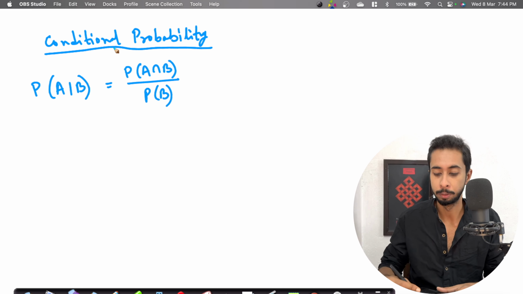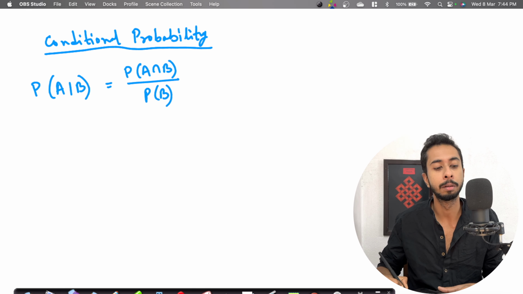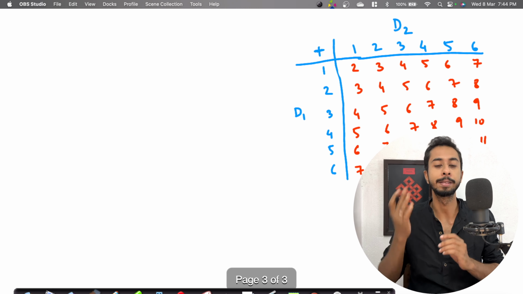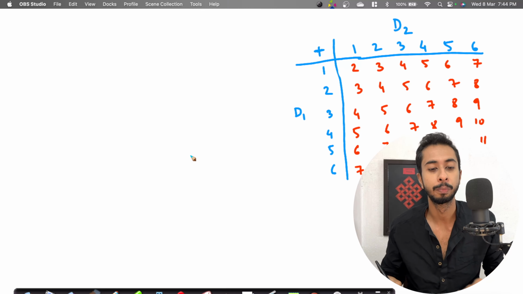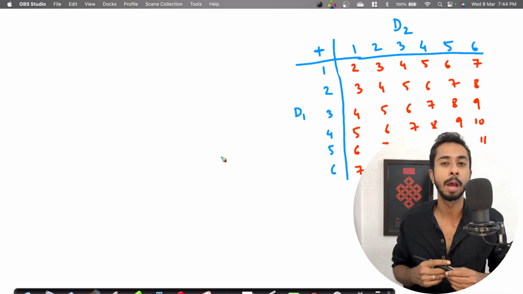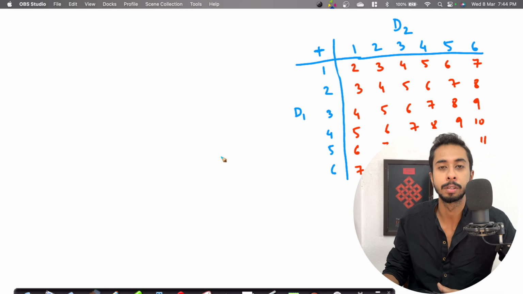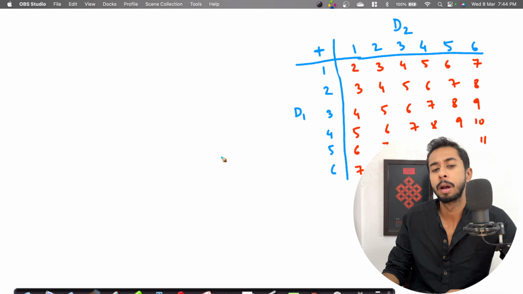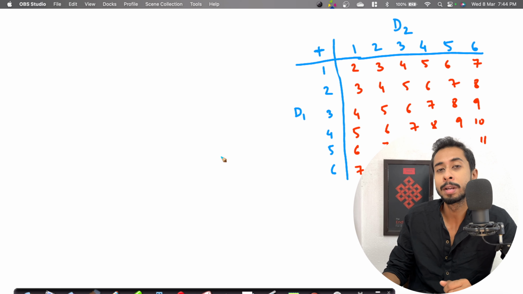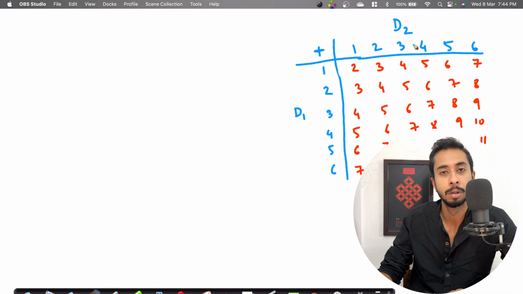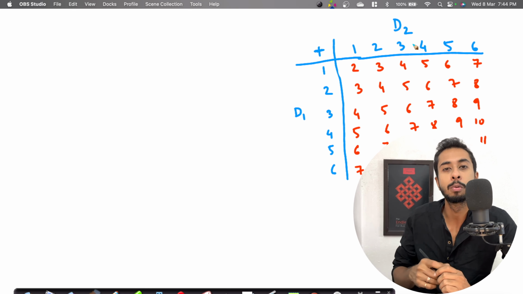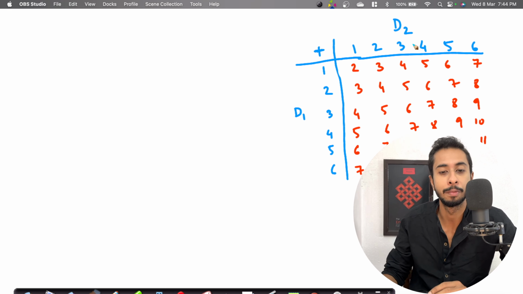Let me take an example. Let's say I have two dice, D1 and D2. As you know, we have 6 sides on each dice, so there are 6 possibilities, 1 to 6. So let's have a question: what is the probability that dice D2 shows some value, say 4, given D1 plus D2 is less than or equal to 5?